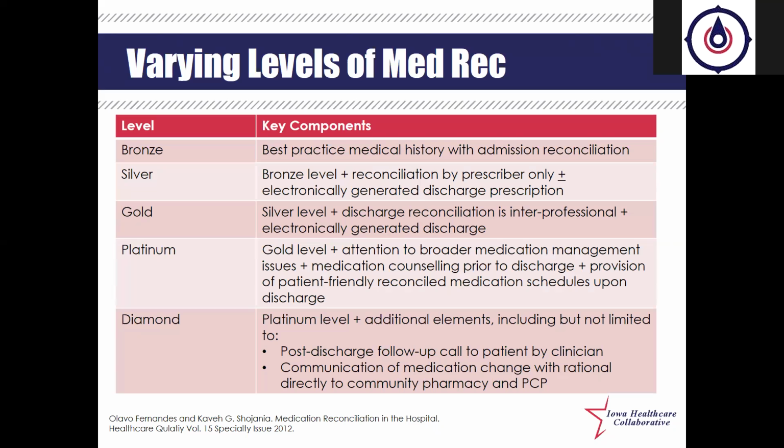And getting into more of that counseling. Additionally, it has more of a patient-friendly reconciled medication schedule upon discharge. So not only at admission, but we're also looking at it now at discharge. And then finally, our diamond level, or the one that we ideally want to get to, includes everything in the platinum level, plus additional elements such as post-discharge follow-up calls to the patient and communication of medication changes with the community pharmacist and their primary care provider. So that's really the idealistic level we want to get to, is that diamond piece where we're doing all of these core elements, but also have that follow-up piece, and we're communicating with their providers outside of the hospital.